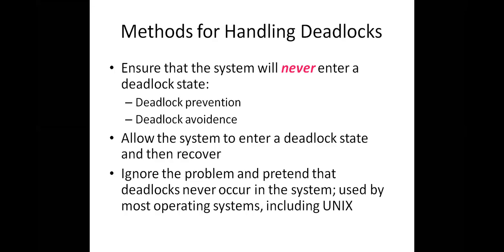Okay, and next, methods for handling deadlock. As I told you, there are four in total. One is deadlock prevention and the next one is deadlock avoidance. We need to prevent the system from going to deadlock. We need to take preventive measures before going to the deadlock.